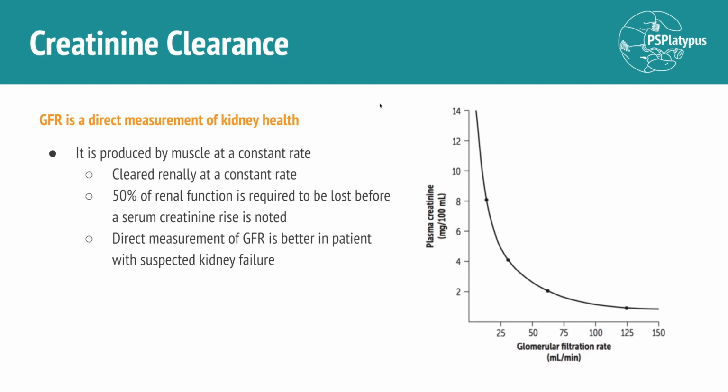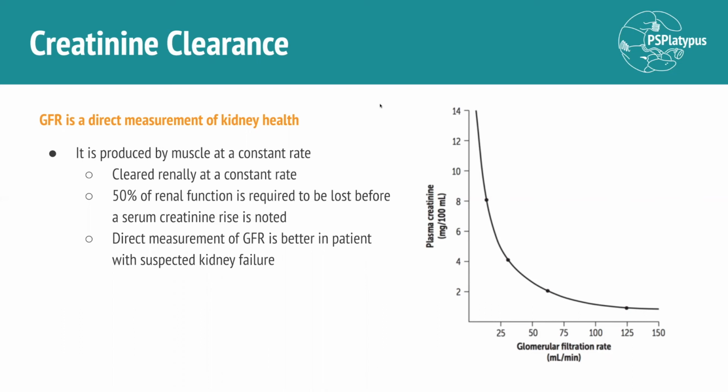Therefore, we utilize creatinine to estimate this value. Creatinine is produced by muscles at a constant rate. It is cleared renally at a constant rate, and therefore can be used to estimate our glomerular filtration rate. However, it graphs onto an exponential decay graph, and because of the sharpness of this graph, 50% of the renal function is required to be lost before we see a notable change in our creatinine. And at that point, a lot of kidney damage has already occurred.